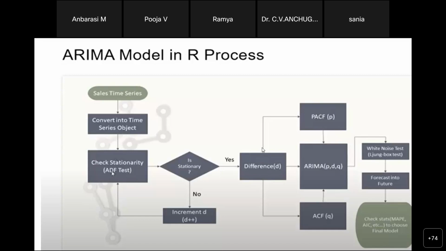In the ARIMA model, three parameters are required. One is the moving average value, then the autoregressive value, and then the difference. These are the three parameters we need to calculate for performing this ARIMA model. After converting into stationary, we find the difference, and then using the PACF function, partial autocorrelation function, we calculate the P value, and using the autocorrelation function, we calculate the Q value, and then we pass these into the ARIMA model.